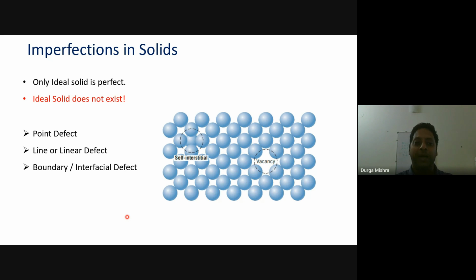So what do we mean by that? There are basically three types of defect that are normally encountered. One is called a point defect. The second one is a line or linear defect, also named a dislocation. Then there is also a boundary or interfacial defect, like we saw with a grain boundary.